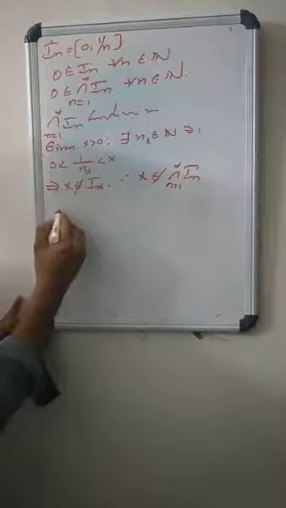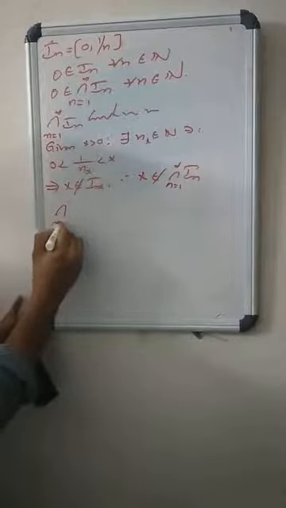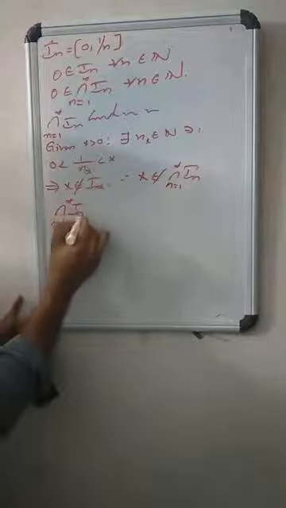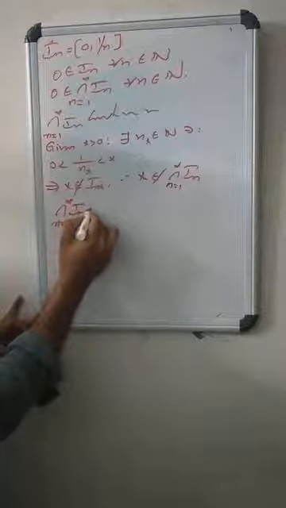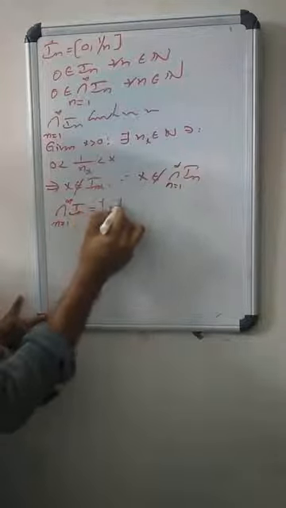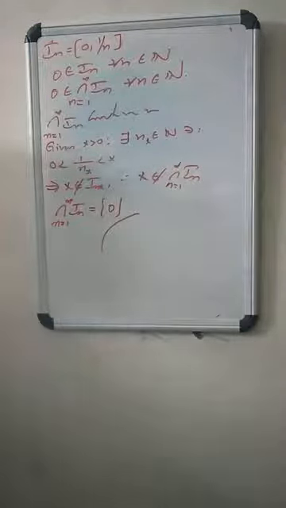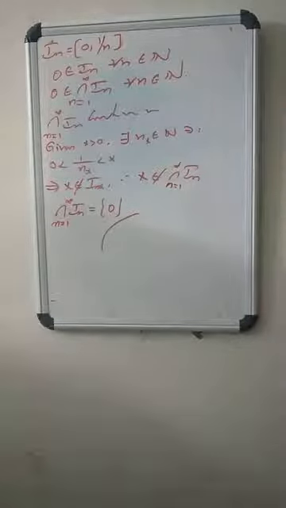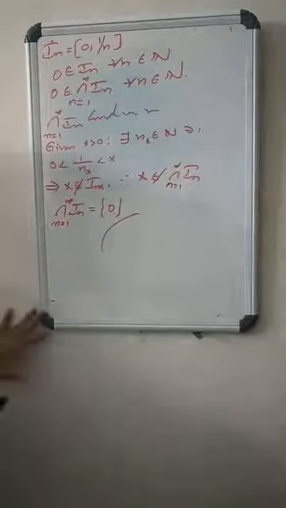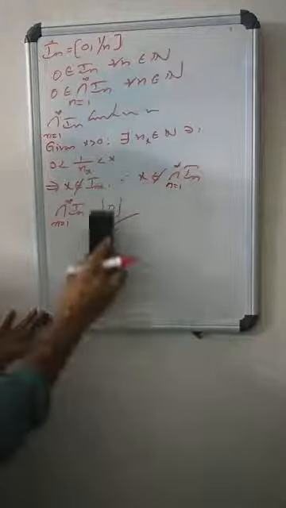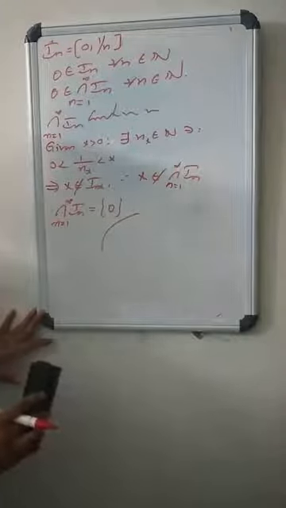Then by the trichotomy property, there is only one possibility: the intersection of I_n, n ranges from 1 to infinity, contains only one element, so it is the singleton set {0}. That means the intersection of I_n, n ranges from 1 to infinity, equals the singleton set {0}. Okay.